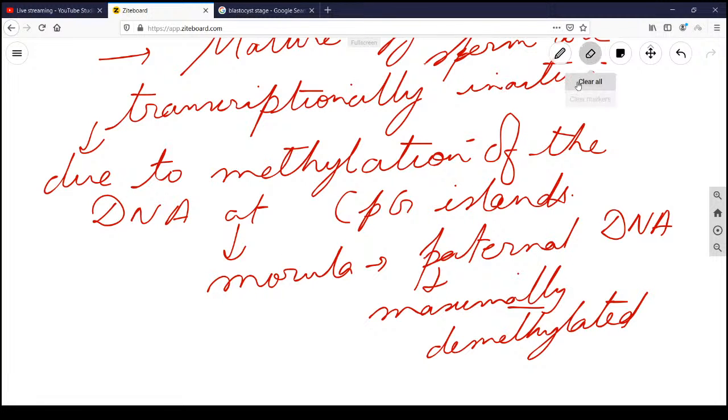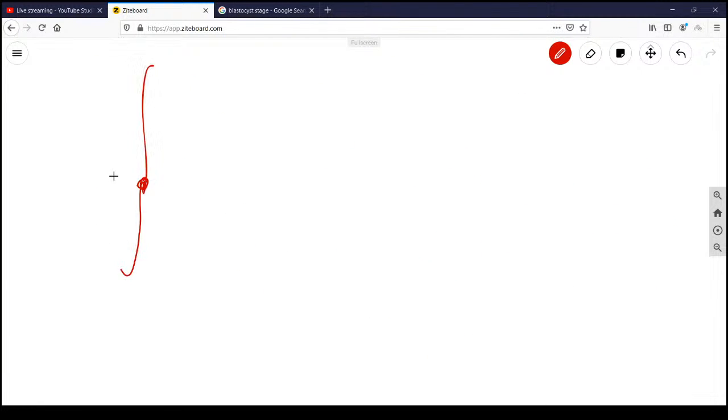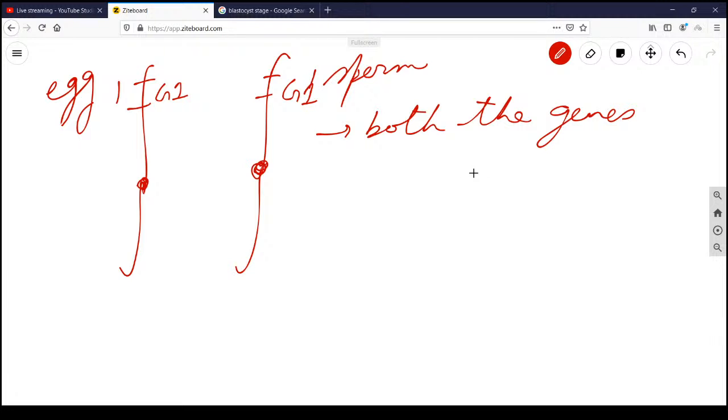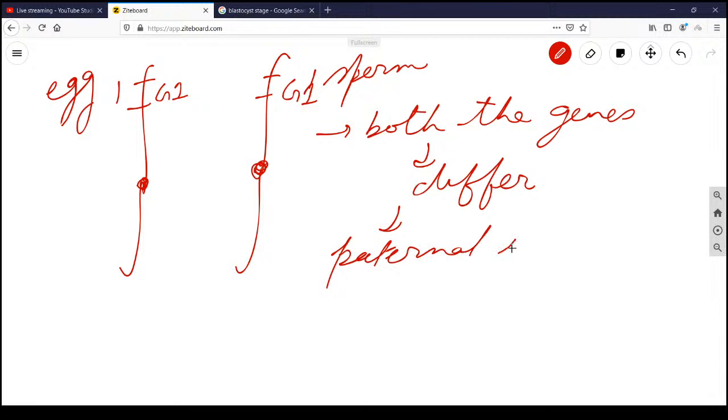Okay, so suppose chromosome number 1 of egg, chromosome number 1 of sperm, at the same locus you have gene 1, you have gene 1. The expression of both the genes, expression means how much mRNA is produced from both the genes, will differ. This process is known as paternal imprinting. Paternal imprinting, very, very important process.